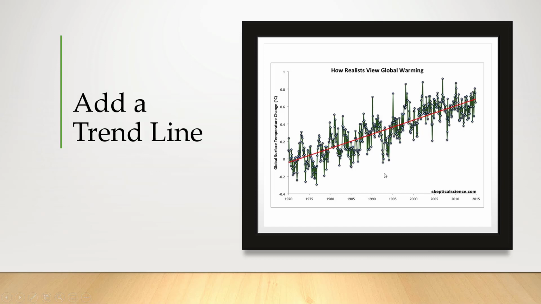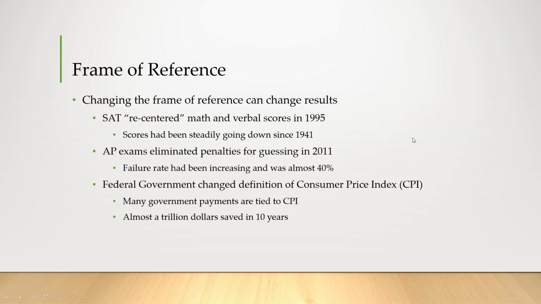Realists that believe in global warming or that it is a potential problem would use the scale differently. They would add one trend line over the 40 years. This trend line definitely shows that there has been a gradual increase of temperature, and it seems to be ongoing. So again, your frame of reference, changing the scale. Some more examples.